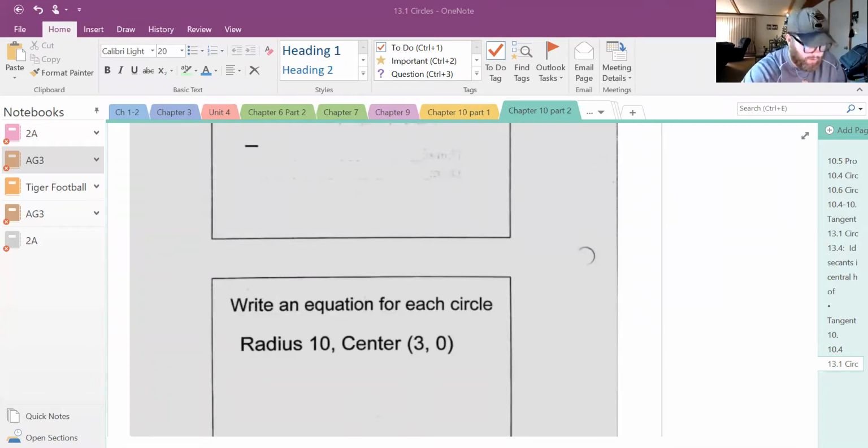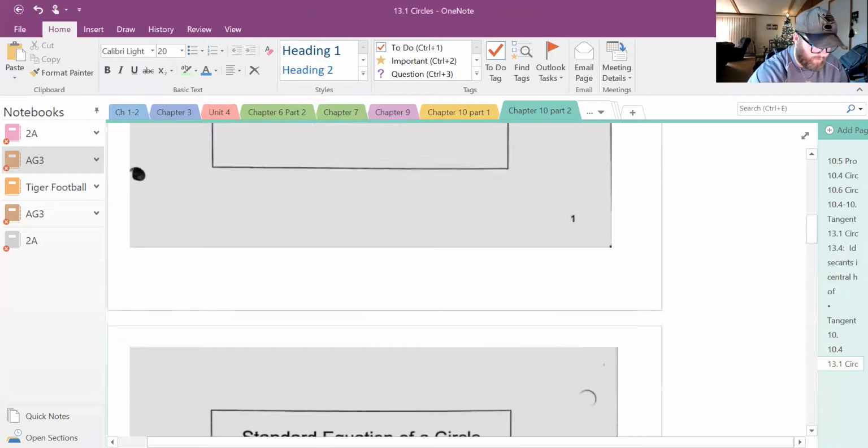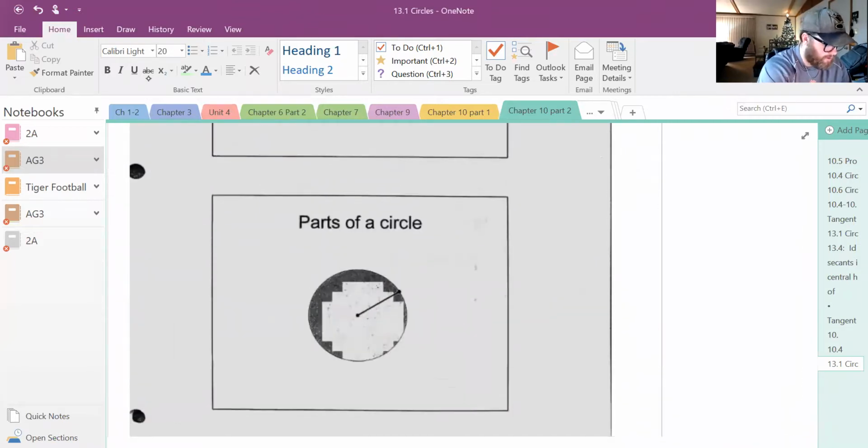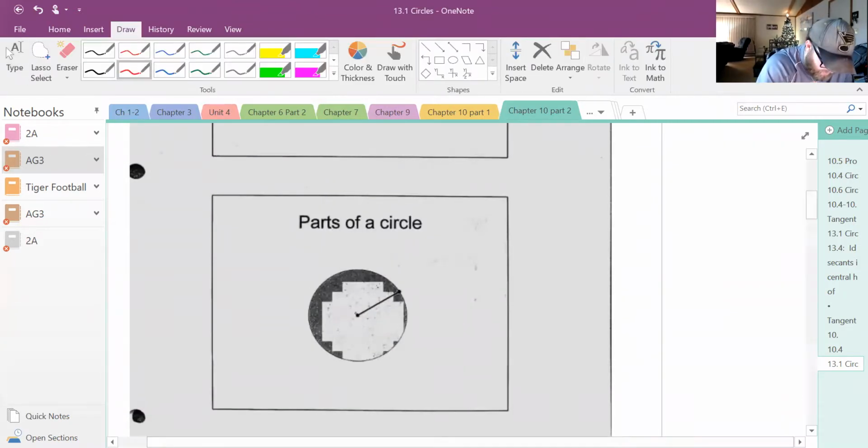First things first, we need to know the parts of the circle. What are the parts of the circle? We have a radius, in red right here. The distance from the center to a point on the circle is called the radius. If I want it to go all the way across, that will be called the diameter. We're actually not going to deal with that today, but I just want you guys to know that. All the way around the circle is called the circumference, and that's pretty much it.